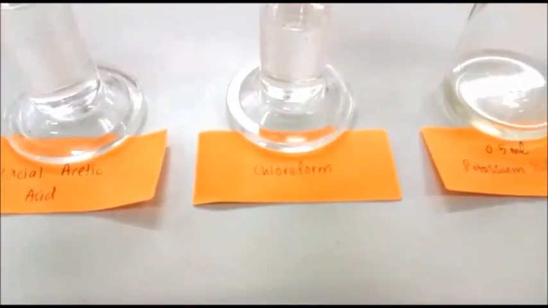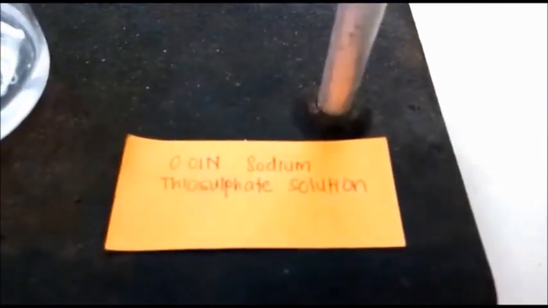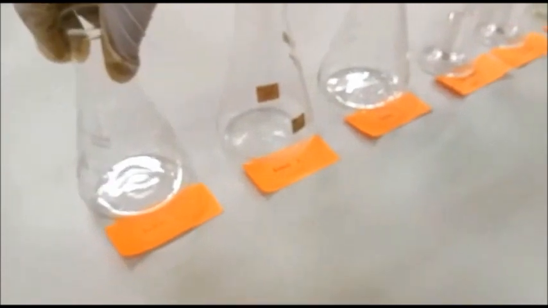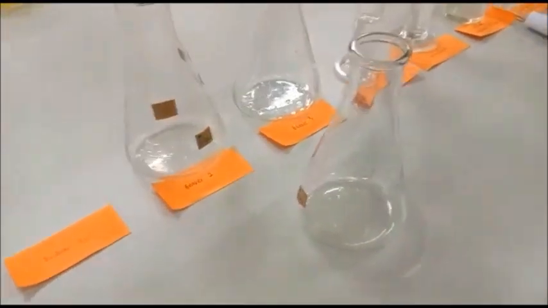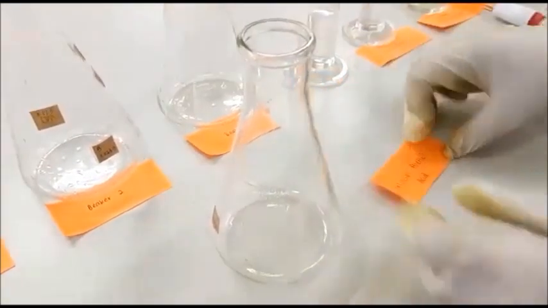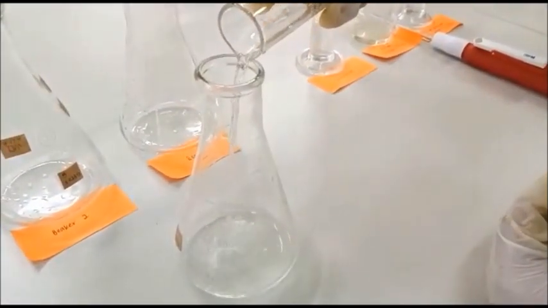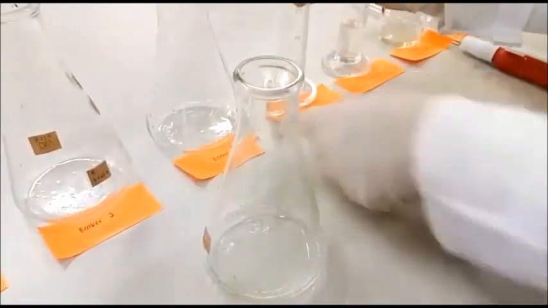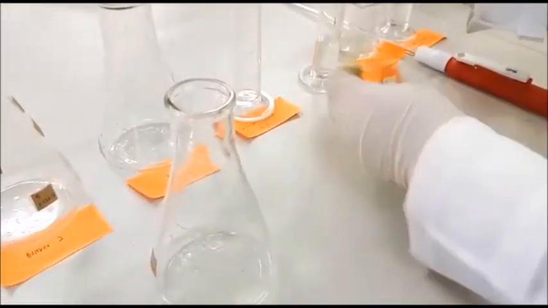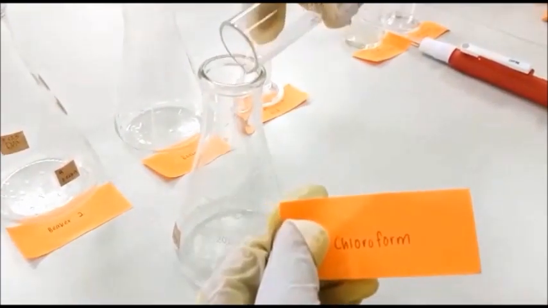Firstly, glacial acetic acid, chloroform, KI, distilled water, and sodium thiosulfate. Insert the oil sample into an Erlenmeyer flask and add in 30 ml of acetic acid. Continued by adding 20 ml of chloroform.